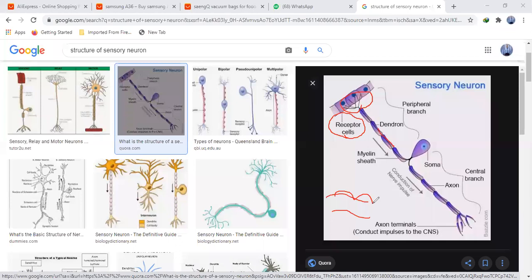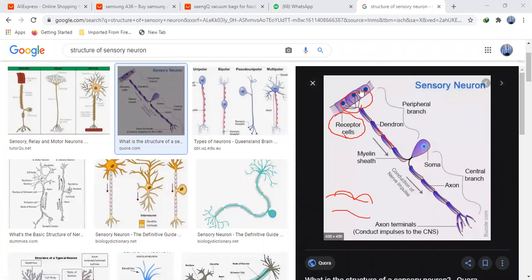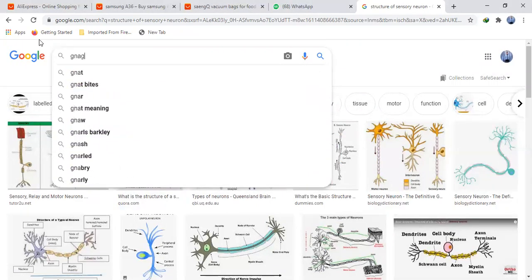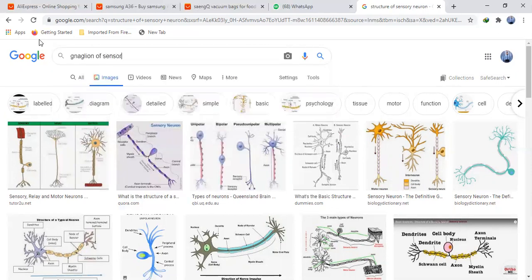So look at this one. Epithelial tissue is a type of tissue, you know that. And the nerve is connected to the epithelial tissue. The dendrites of this, what's that? This is a sensory neuron. And here the axon is coming, and the central branch. Now I can show what I was talking about: the ganglion of the sensory neuron.